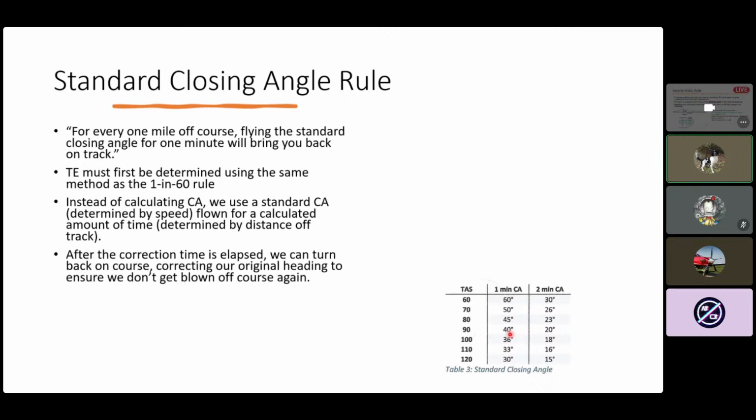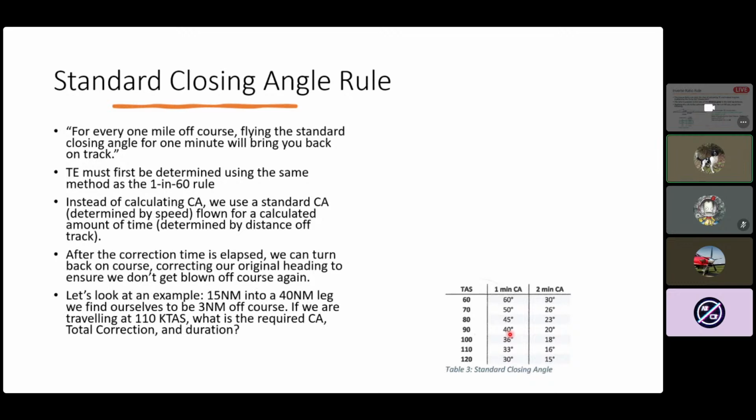So after the correction time has elapsed, you're back on course. We can turn back on course, but we have to correct our original heading to ensure we don't get blown off course again, if that's what caused us to go off course. So we would have to apply the track error. And at this point, it's probably a good idea to use a different technique, but we can come on to that. So let's take an example.